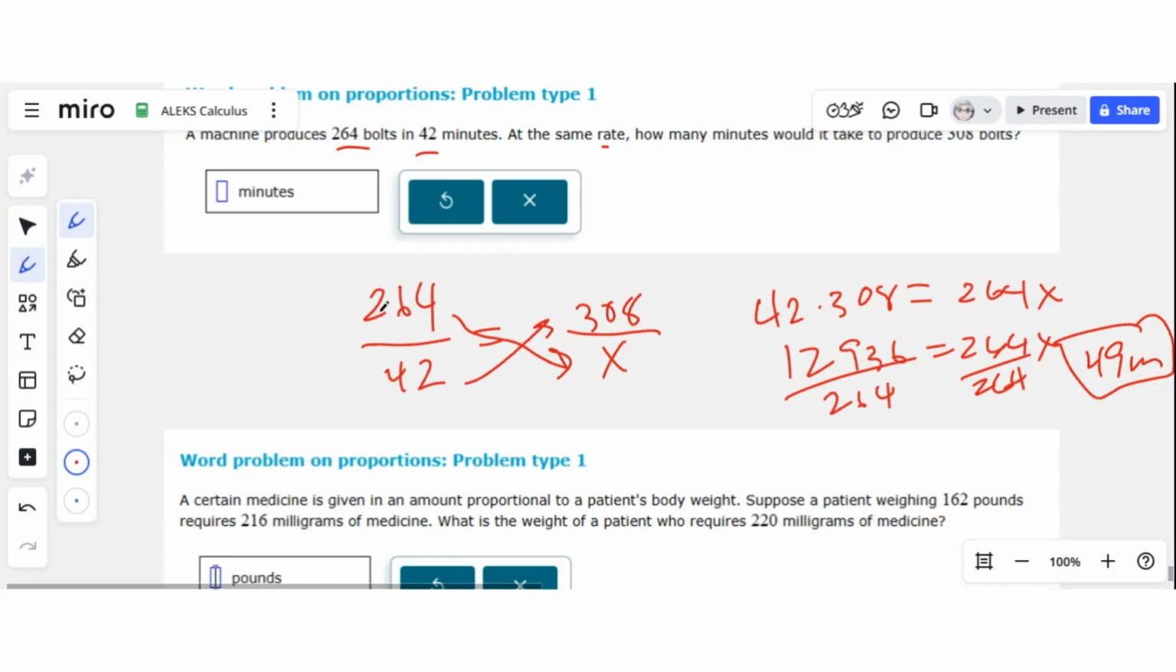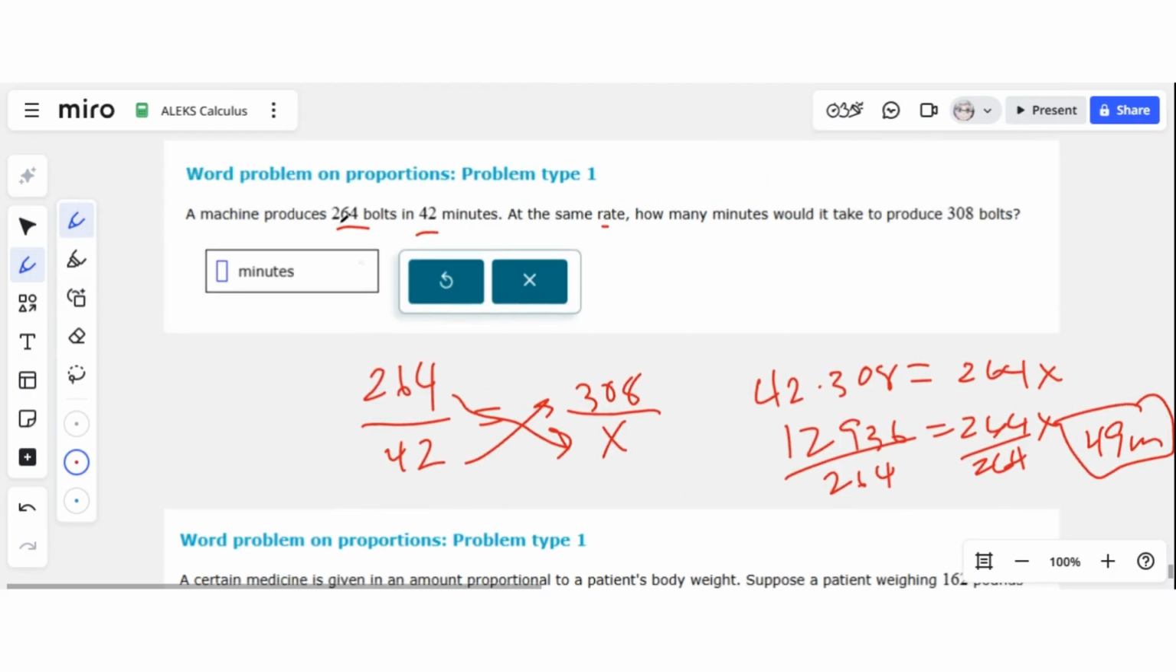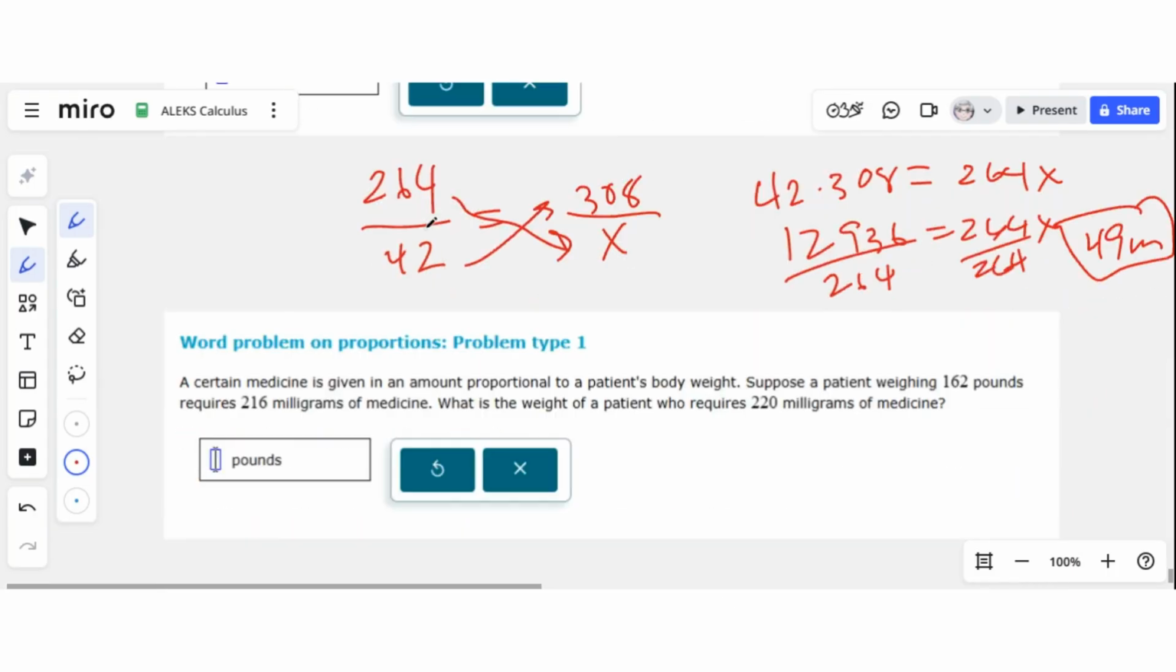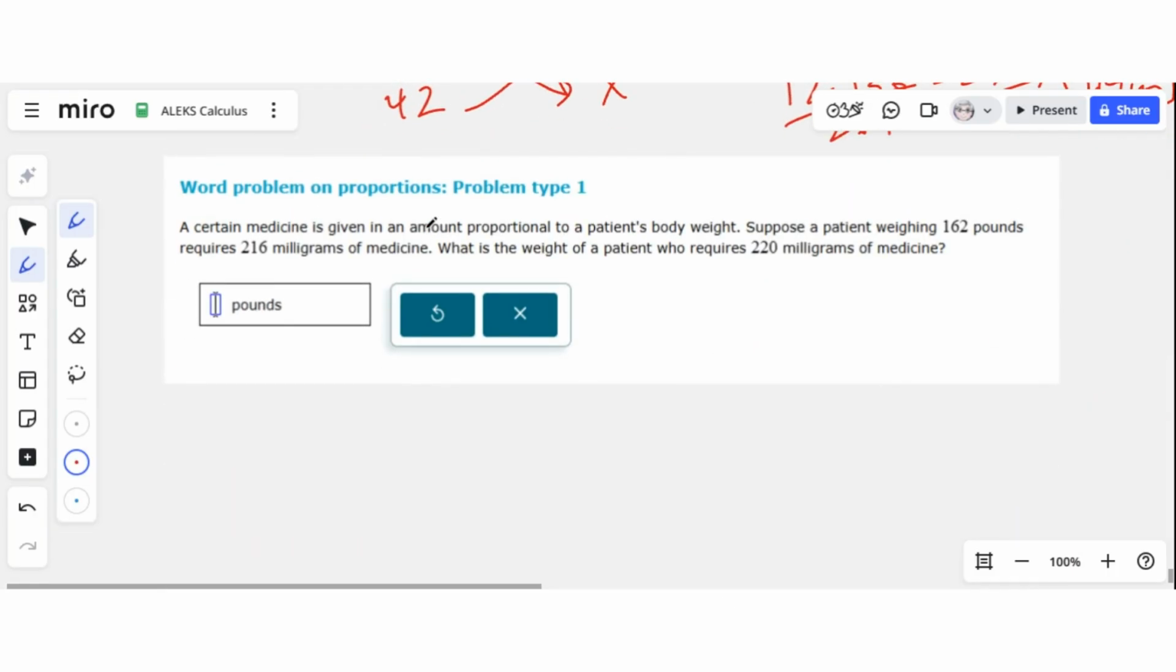It's good to check back. Does that make sense? We did 264 bolts in 42 minutes. We want a little bit more, 308, not a ton more. And it's taking 49 minutes. That's a little bit more than 42. Yeah, that makes sense. Let's try one more for practice here.